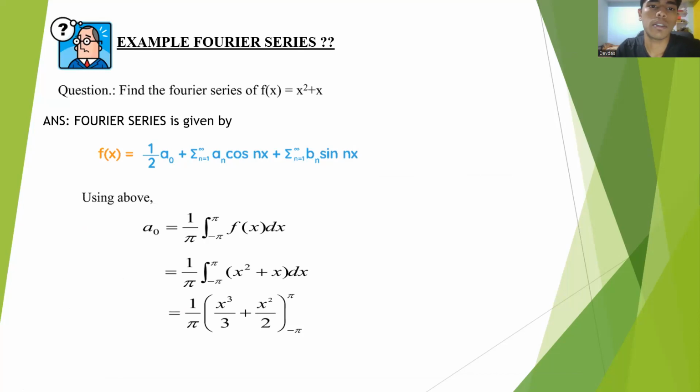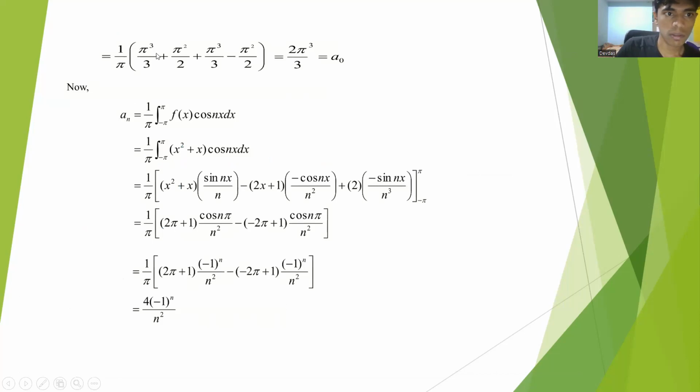Let's take an example, x squared plus x. So we know that this is the Fourier expansion. First we need to find out the value of a naught. So a naught is equal to 1 by pi, integral from minus pi to pi of f of x dx. We integrate this equation and put in the values from minus pi to pi. We get 2 pi cube by 3. So this is the value of a naught.